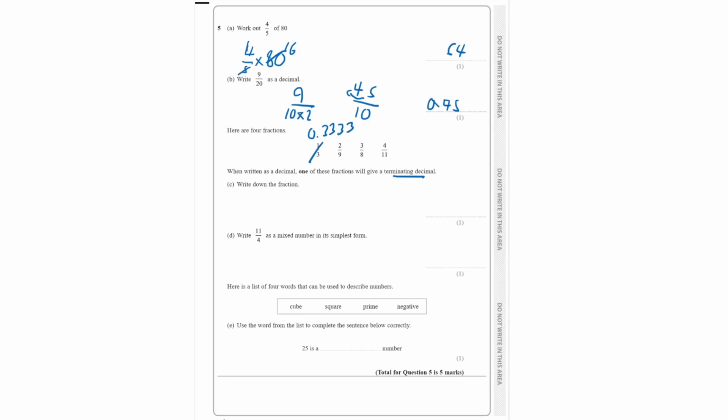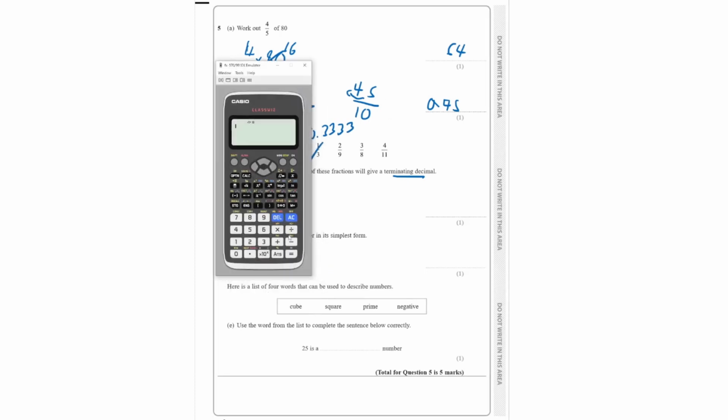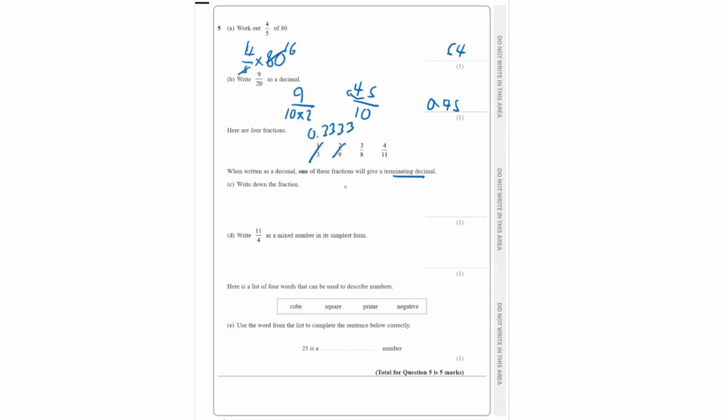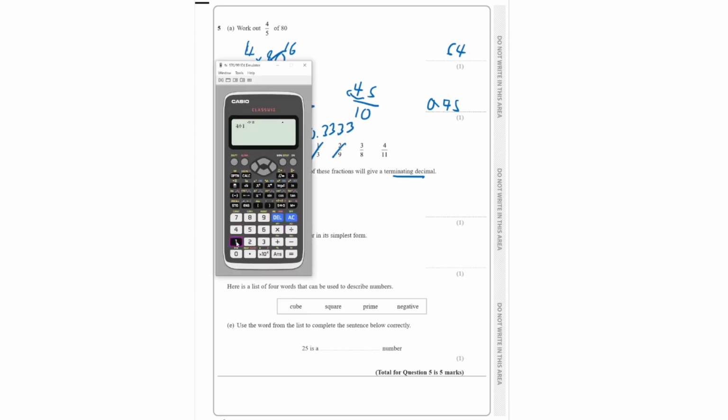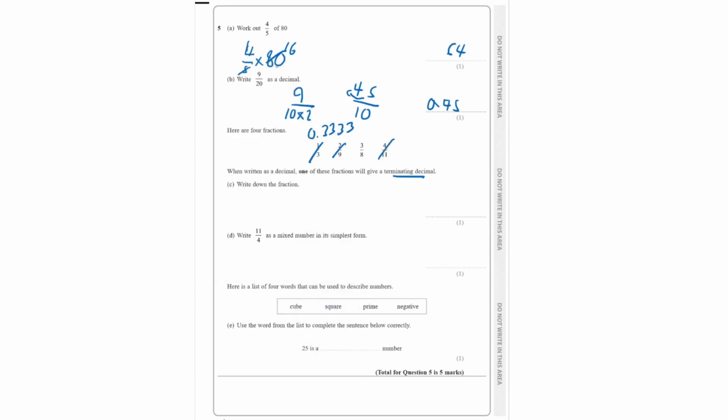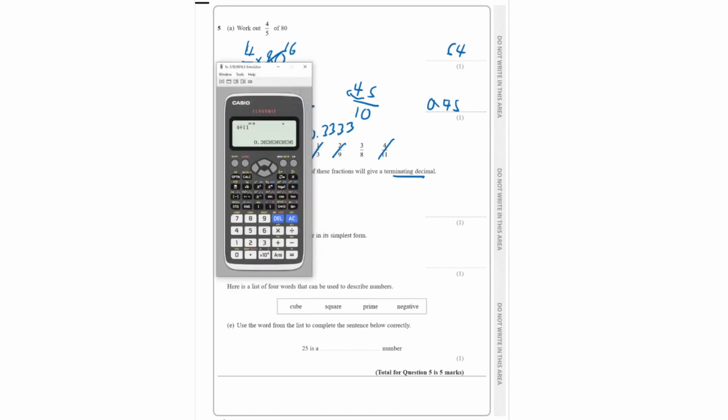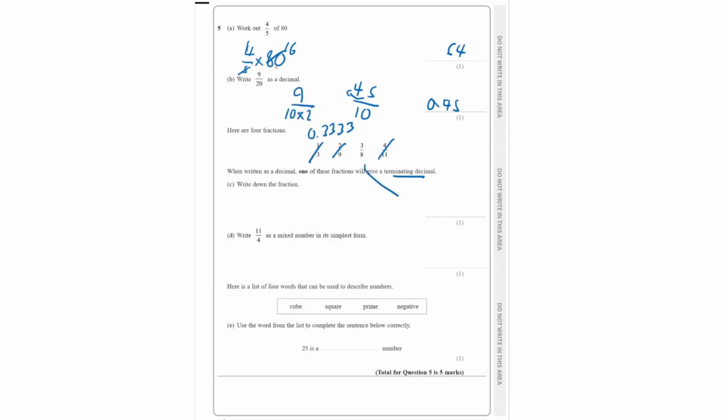We can use the calculator to find the other fractions. 2 divided by 9 repeats infinitely, so this is wrong. Let's see. 4 divided by 11 repeats infinitely, so this is wrong. And finally, we have 3 divided by 8. This does not repeat. This is a terminating decimal. So we write here the same fraction, 3 over 8.